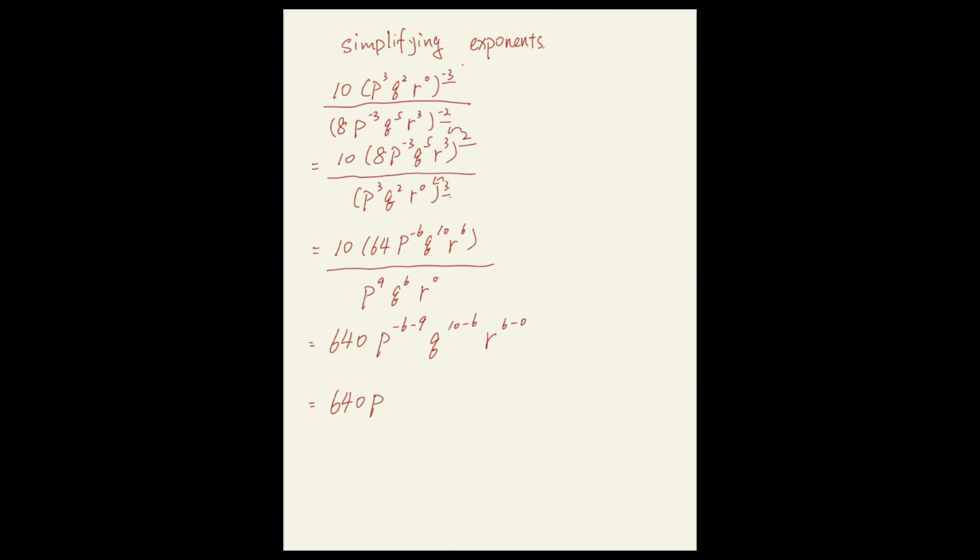640 and p to the power of negative 15, and for the q is to the power of 4 and r to the power of 6, because this exponent is negative 15, so we need to change it into positive. So we put p at the bottom, so it's 640 q to the power of 4, r to the power of 6 over p to the power of 15.